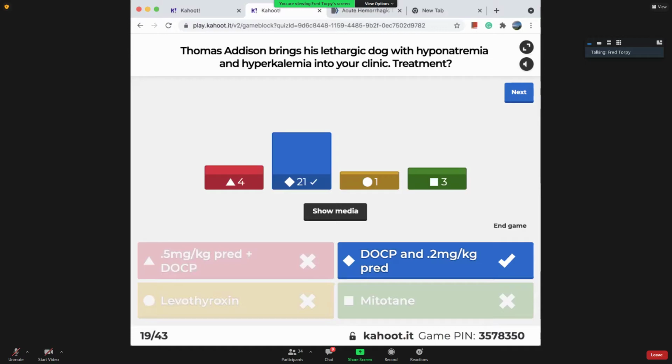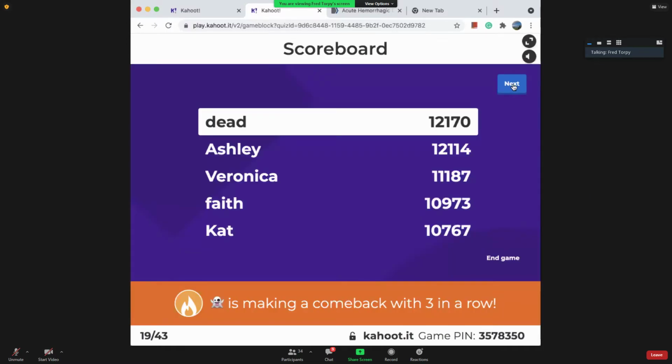And then mitotane, everybody remembers what our mitotane is treating? Cushing's. Hyperadrenocorticism. Yeah, exactly. It straight up kills your adrenal cells, which was confusing in that previous question.